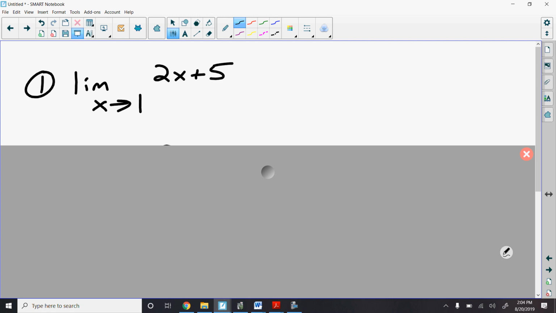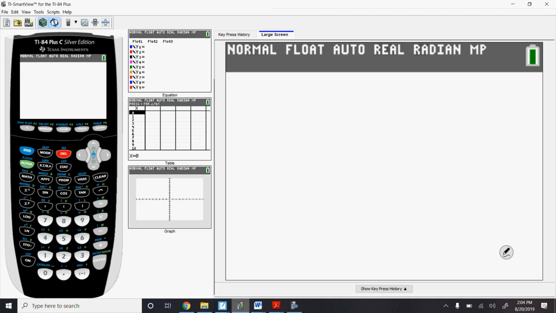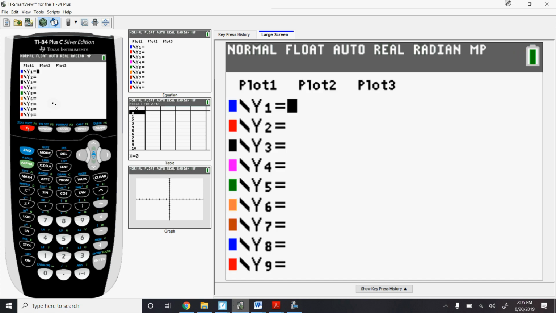So go ahead and get your graphing calculators out and do this all with me. If you don't have it with you right now, just come back and try it later. I'm going to graph the function 2x plus 5. So I'll go to my calculator. I'll hit my y equals button, and I'll type in 2x plus 5.